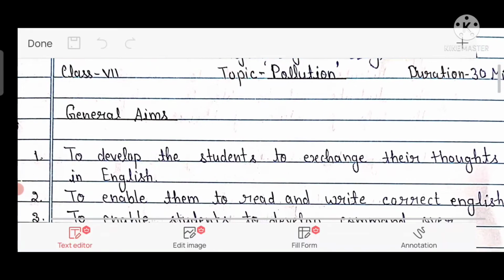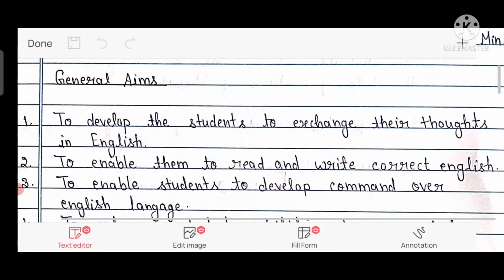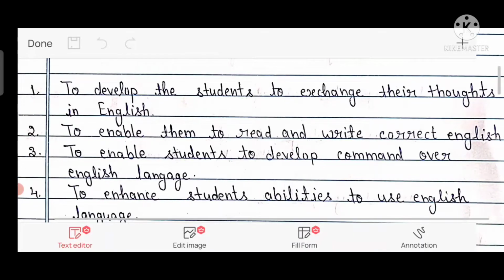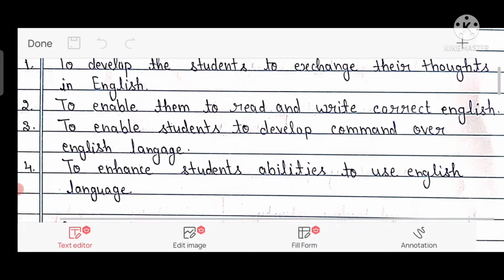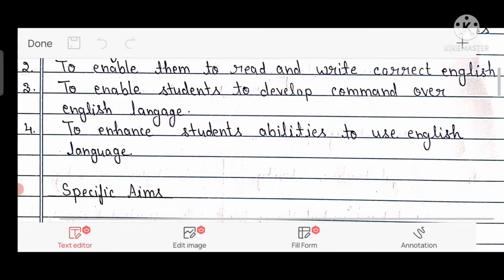After that, we'll write the general aims. In this point, we'll write 4 to 5 points. So let's see here at the very first. First point is to develop the student to exchange their thoughts in English. Second point, to enable them to read and write correct English. Third point, to enable students to develop command over English language. Fourth point is to enhance students' abilities to use English language.